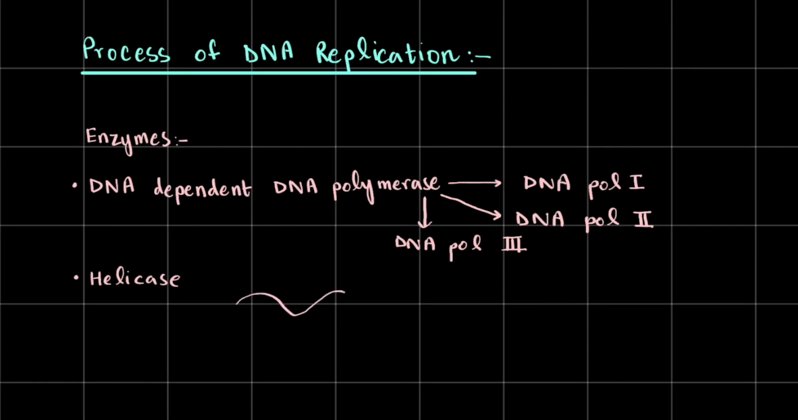Suppose the helix is like this, so the helicase makes it like this, right? It opens one part, the remaining part is still a helix, but it opens one part so that replication can proceed in that part, right? So helicase opens the helix of DNA.